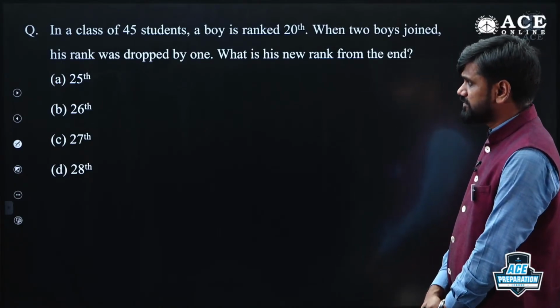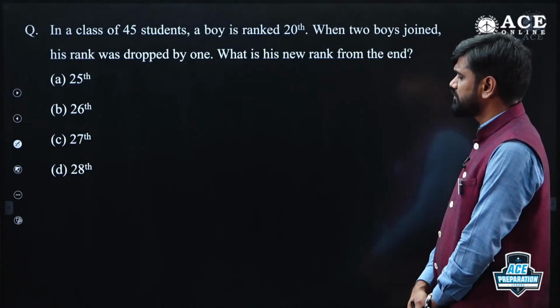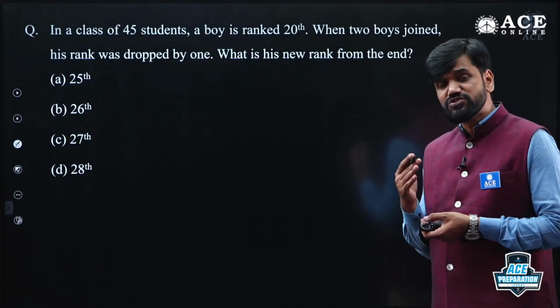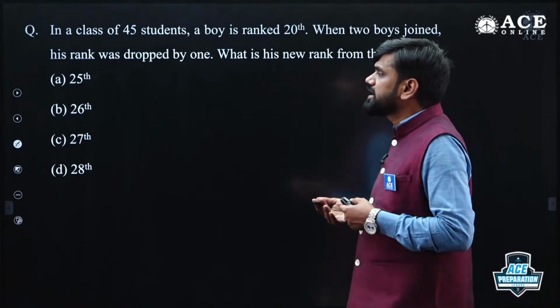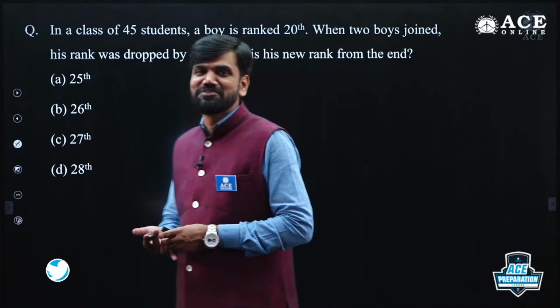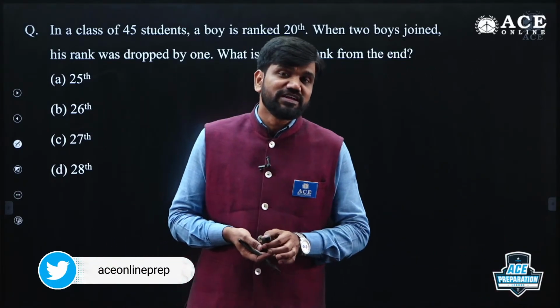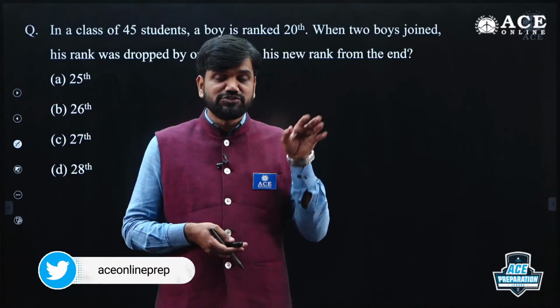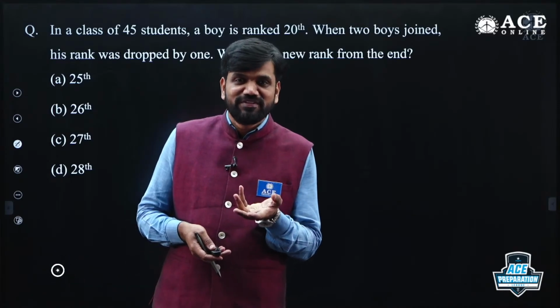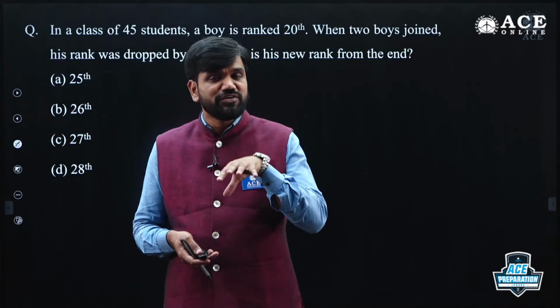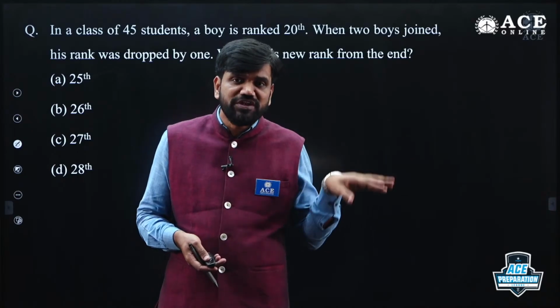In a class of 45 students, a boy is ranked 20th. Already the rank of the boy is 20 out of 45. When two boys joined, his rank dropped by 1. Here you have to be careful. Some students were thinking rank dropped by 1 means, sir, already he was 20, dropping by 1 means is it becoming 19? How can it become 19? Already out of 45 itself, the rank of that person is 20.